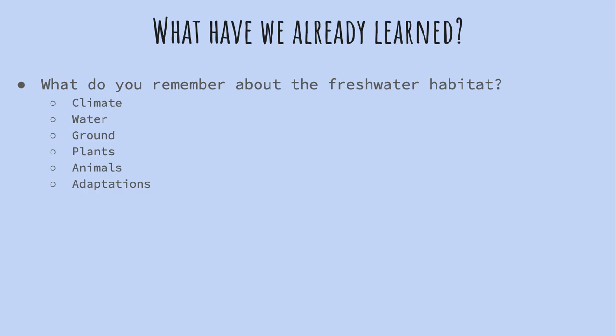Some adaptations would be that the water lily has large leaves that can float on the water's surface so that it can take up lots of sunlight. Fish have gills for breathing underwater. Frogs are amphibious, which means that they can live on land and off land, so in the water. Dragonflies have long wings for hovering to catch food. Ducks have waterproof feathers and large webbed feet for paddling. Okay, those are all adaptations of plants and animals that are near or in freshwater habitats.